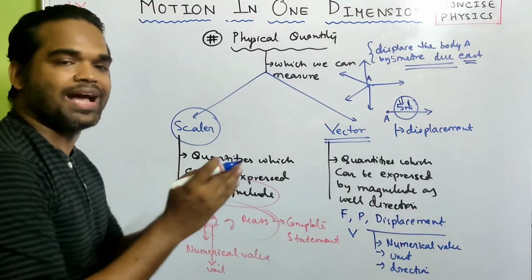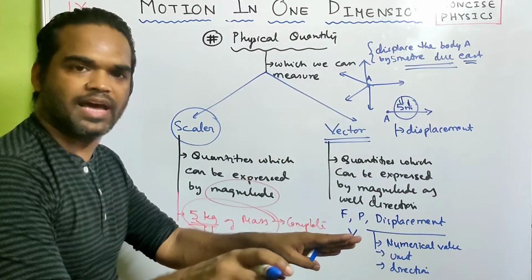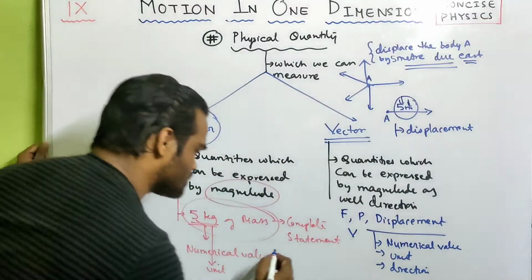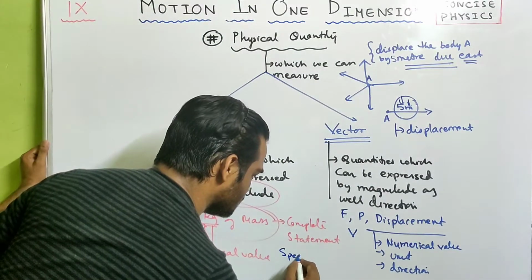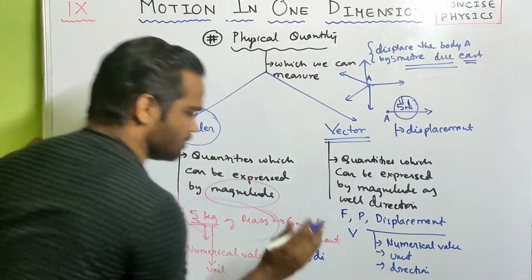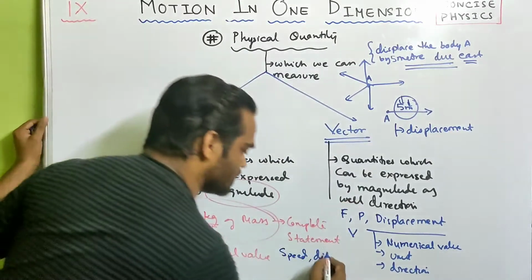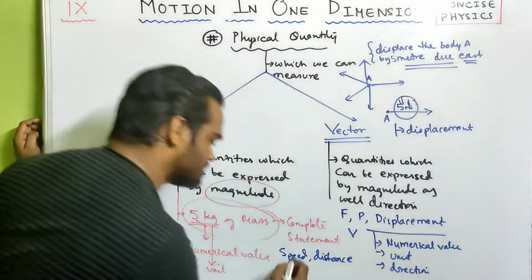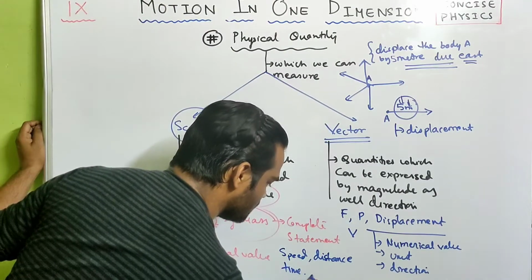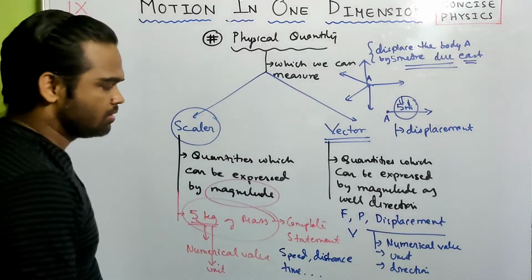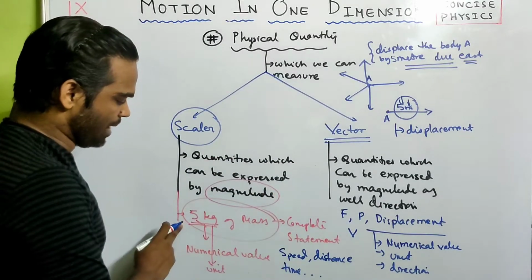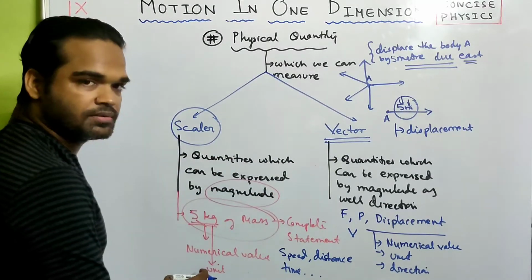Scalar quantity only has magnitude. There is no need of direction. Without direction only the meaning is understood. We have speed, we have distance. Don't confuse yourself with distance and displacement. These two are two different things. Speed, distance, time, these are all your scalar quantity. They need only one parameter, that is numerical value and unit.